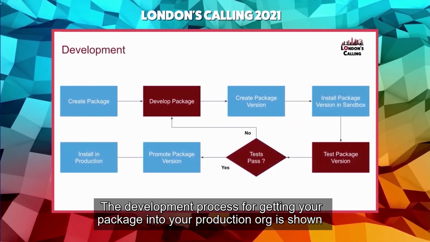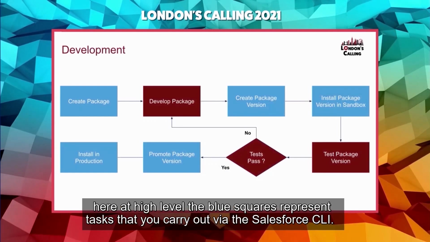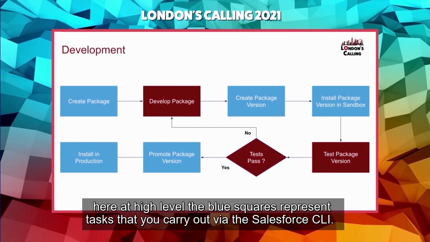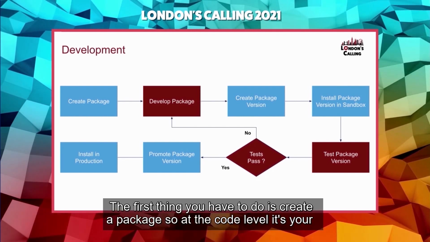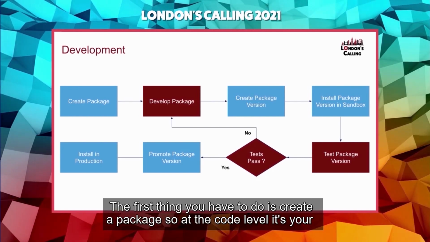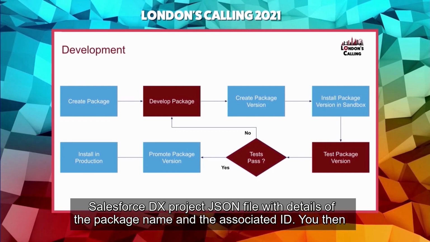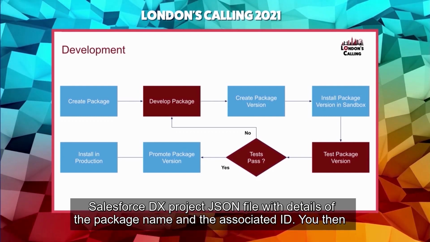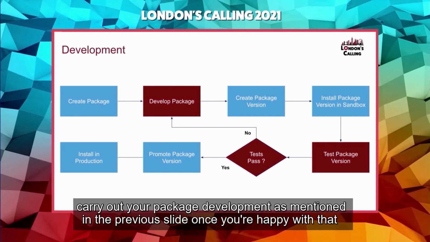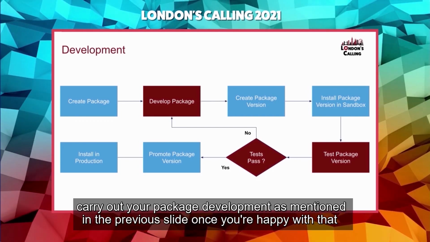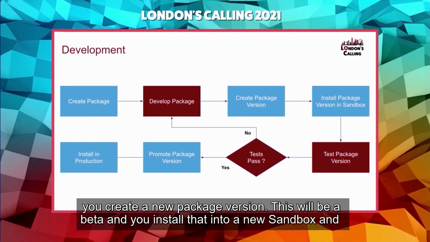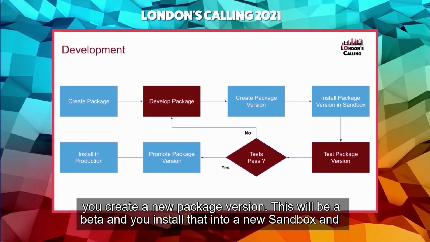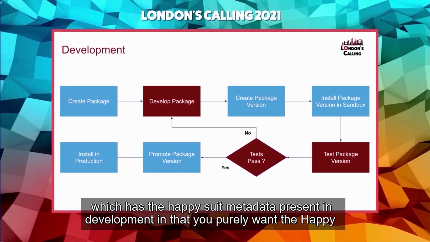The development process for getting your package into your production org is shown here at a high level. The blue squares represent tasks that you carry out via the Salesforce CLI. The first thing you have to do is create a package. So at the code level, it's your Salesforce DX project JSON file with details of the package name and the associated ID. You then carry out your package development, as mentioned in the previous slide. Once you're happy with that, you create a new package version. This will be a beta, and you install that into a new sandbox, which has the Happy Soup metadata present.